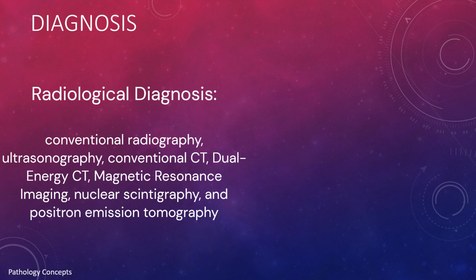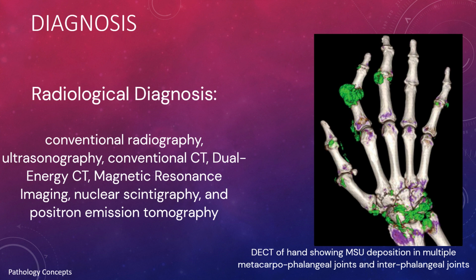Radiological diagnosis. Imaging modalities include conventional radiology, ultrasonography, conventional CT, dual energy CT, magnetic resonance imaging, nuclear scintigraphy, and positron emission tomography, which are useful in aiding the diagnosis of gout.